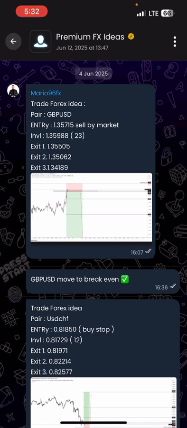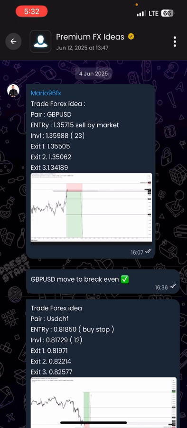So now once you see a trade like this, all right, your invalidation is your stop loss, your exit is your take profit. So he has given you 3 exits. That's 3 different take profits.